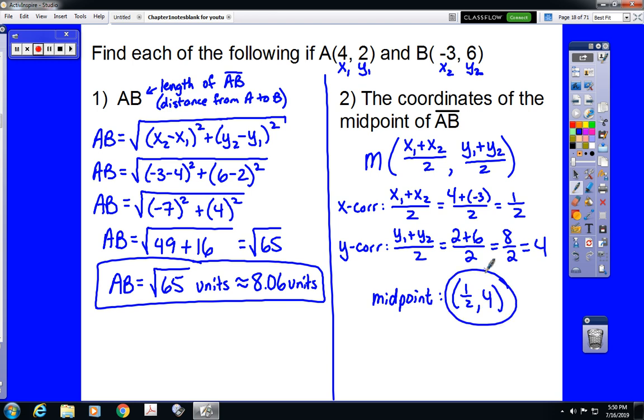That does it for the notes for section 2 of your McGraw Hill Geometry textbook.